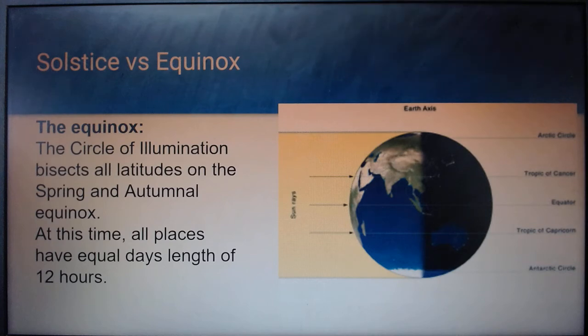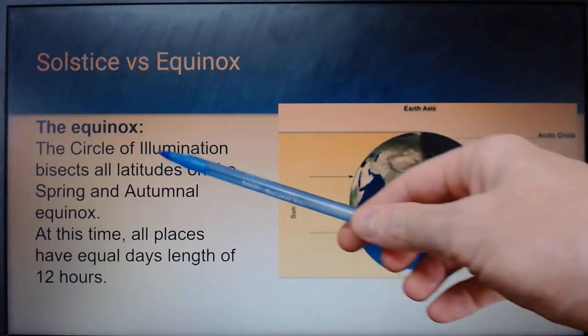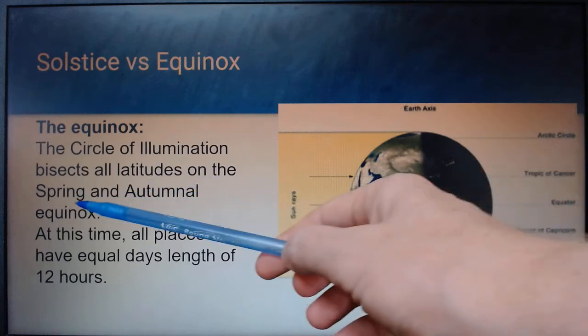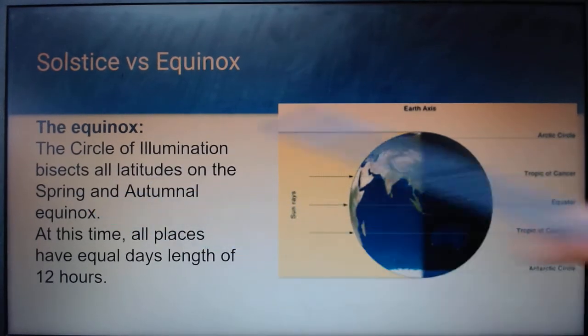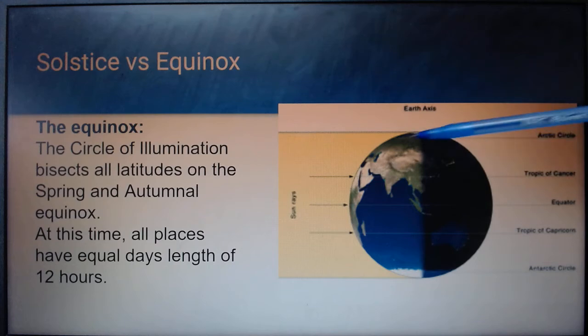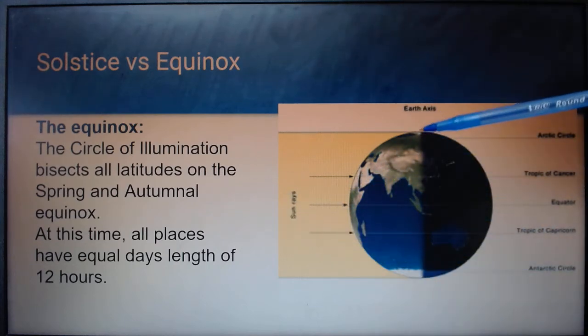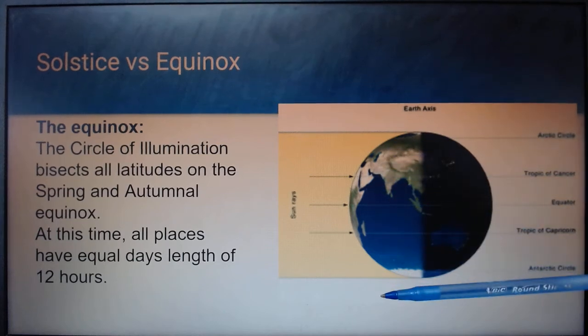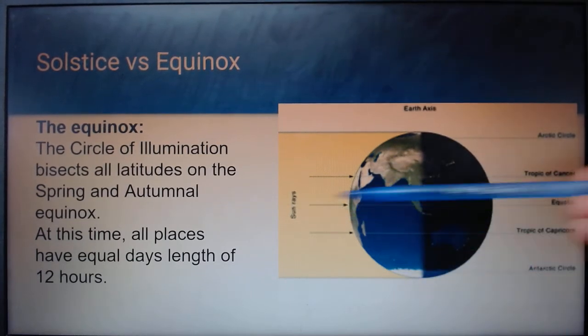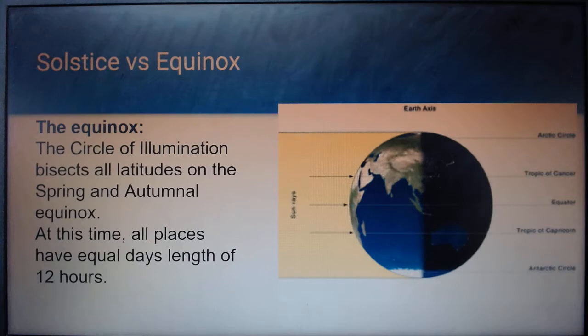Then we had our solstice versus our equinox. So we need to do a little bit of work on this. The equinox, first of all, is when the circle of illumination bisects all latitudes on the spring or autumnal equinox. You can see here, it's when the Earth is facing the Sun at a right angle, and all of the lines of latitude, which run this way, parallel to the equator, are all bisected by the circle of illumination.